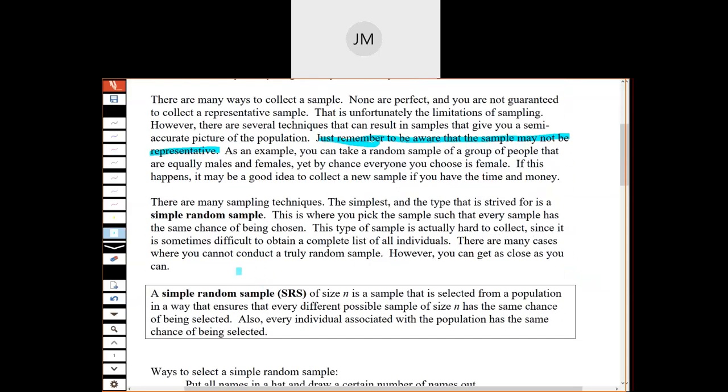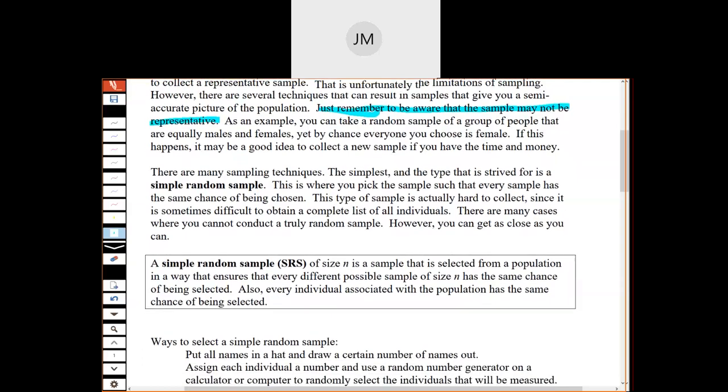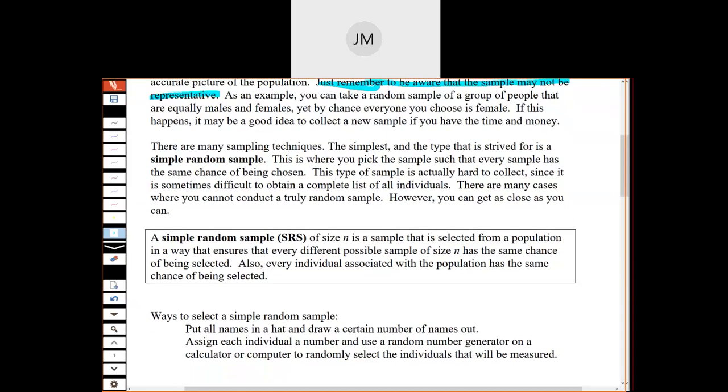Let's look at a couple sampling techniques. The simplest one, the one that we're mostly going to focus on, is something called a simple random sample. This is where we pick a sample such that every member of the population is equally likely to be chosen. In order to do this, we need a list of everyone that's in my population.